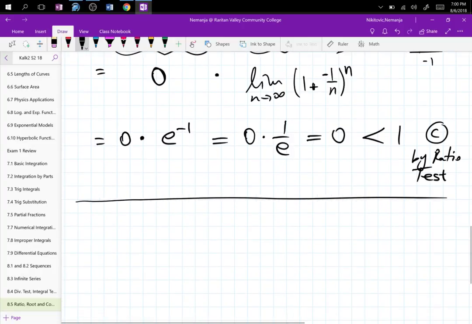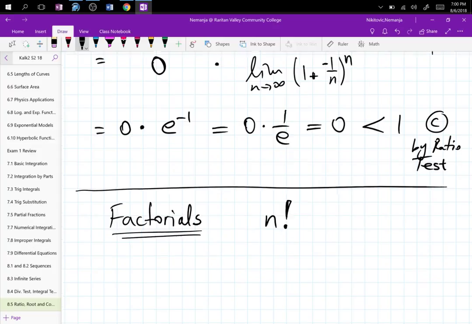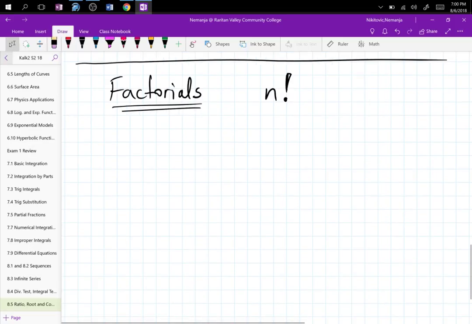Let's talk about factorials so that we can finish off. Notation is n with the exclamation point at the back. This is read as n factorial. It's not n, it's n factorial. All right, it's n factorial. There's no need for excitement.